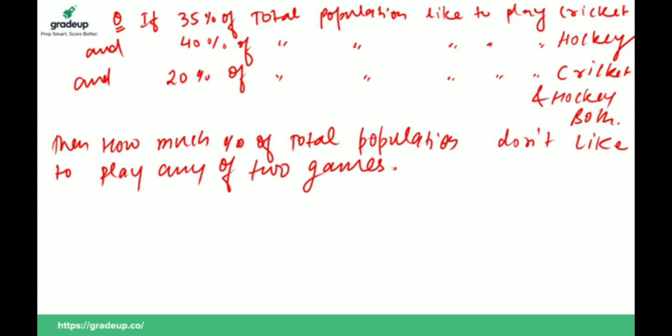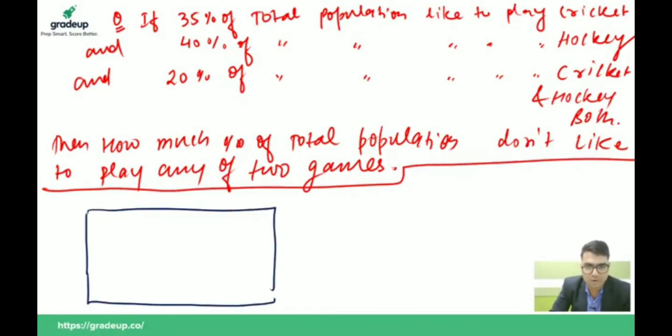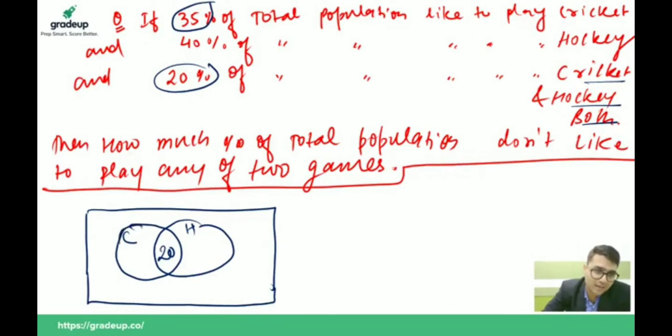Guys, please listen carefully. In this question, first of all, I'm changing the color of the pen. This question is based on the Venn diagram. Suppose this is the population, and this is the population who like to play cricket, and this is the population who like to play hockey. All right. Now, 20% of the total population like to play cricket and hockey both. That is, this is 20%, and 35% like to play cricket. Now, in this circle, 35% should be here. So 20% is already here, then we are left with 15%.